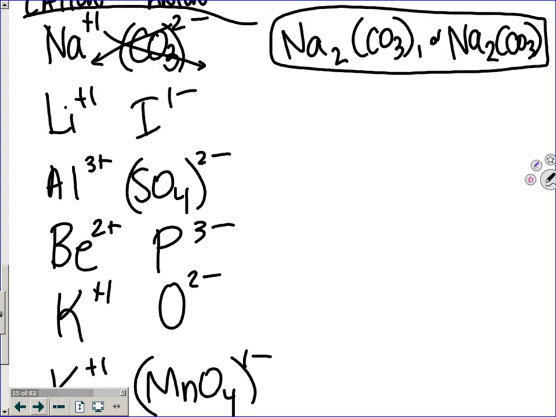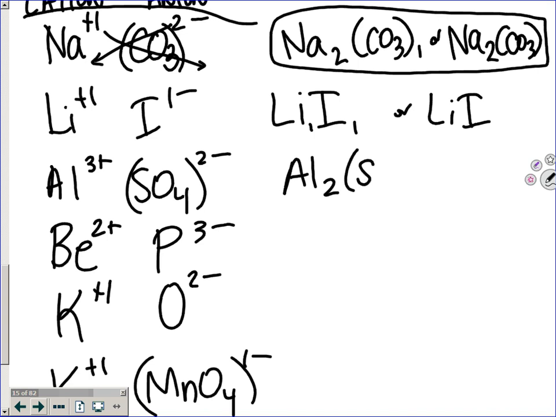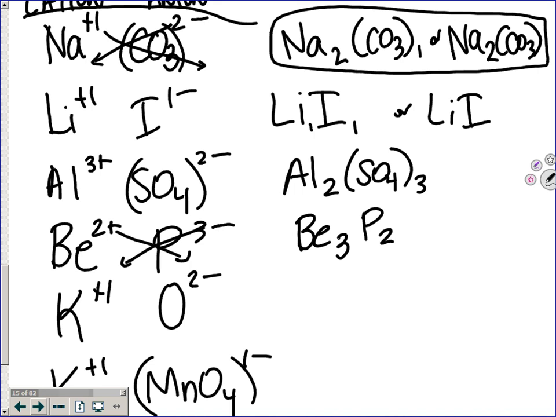Alright, tell me guys how you crossed the first one. What's the formula? LiI, right? And you put 1 and 1 there to be your numbers, that's fine, or you could write it as just LiI. Okay, next one. Parentheses. So 4, parentheses, 3. Okay, so you're crisscrossing charges, polyatomic ion, parentheses. Next one. So you're crisscrossing the charges. Great. Next one.